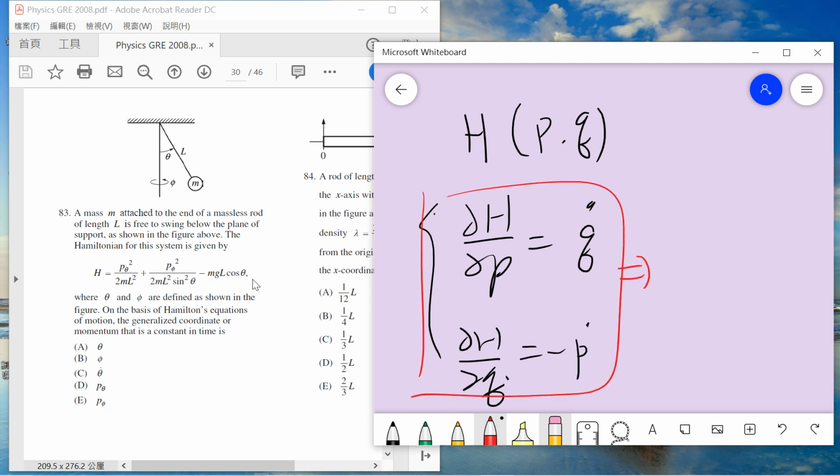Then this is Q dot, and this is minus P dot. Okay, so which one is constant? We need to compute partial H partial P theta, partial H partial theta, partial H partial P phi, and partial H partial phi. Okay, so which one is constant? We don't know, right? So we need to compute. But he asked about the generalized momentum which is constant in time. So remember, it's constant in time.